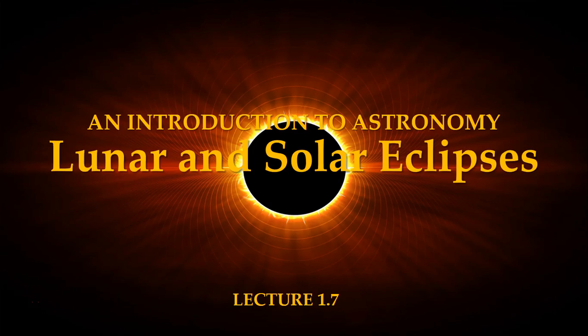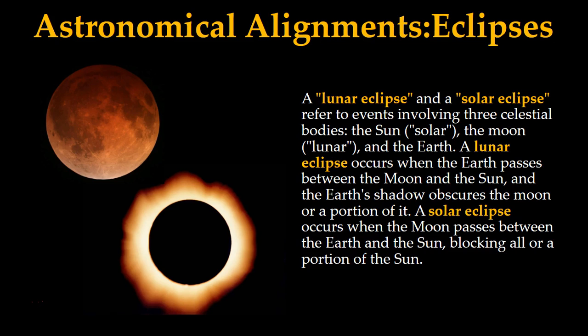Today I'd like to discuss lunar and solar eclipses. Whenever you start talking about eclipses, these are astronomical alignments which block out either one body or the other. The body that is blocked out is how the eclipse is actually named. So in the case of a solar eclipse, this is whenever the moon passes between the earth and the sun and it blocks out either all or a portion of the sun.